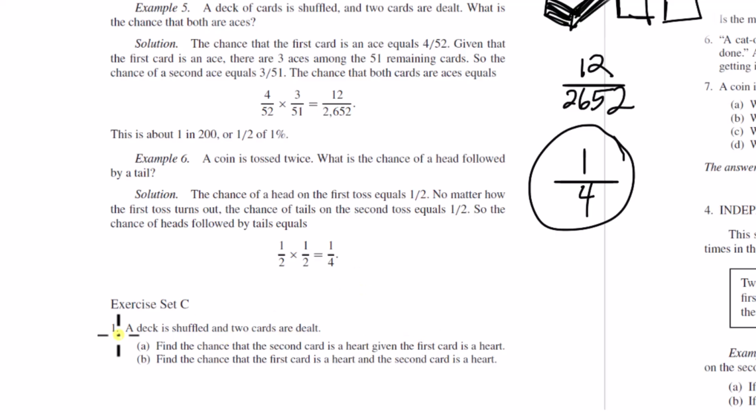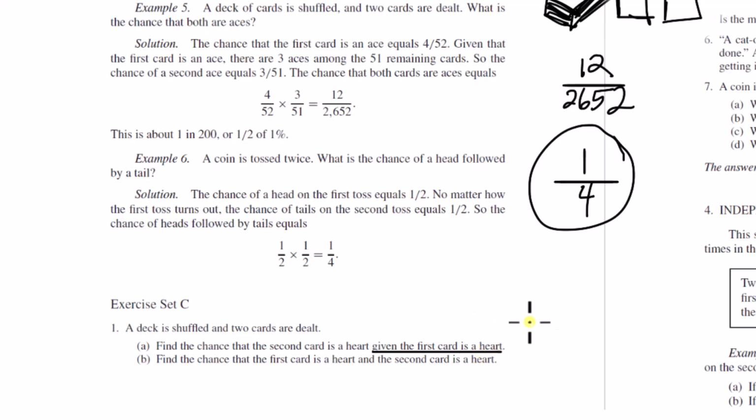Okay. Let's work these exercises now. It says a deck is shuffled and 2 cards are dealt. Find the chance that the second card is a heart given the first card is a heart. And find the chance that the first card is a heart and the second card is a heart. These sound similar, but they threw in a conditional probability problem here first. This is given the first card is a heart. So the chance that the second card is a heart given the first card is a heart, that's an if-then.